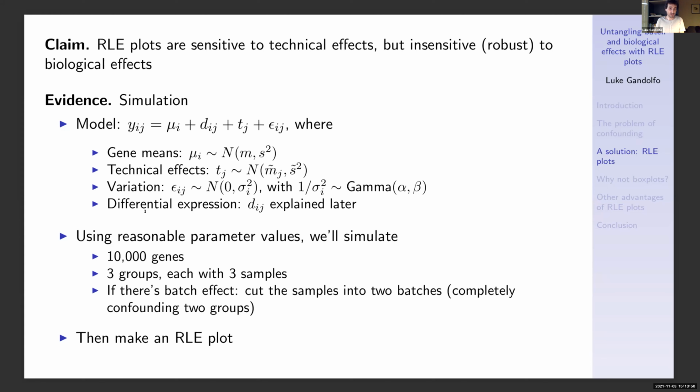The other thing that's going to be important here is the differential expression, the dij term, but I'm going to explain that later. Now, using reasonable parameter values, we'll simulate 10,000 genes with 3 groups, each with 3 samples. If there's going to be a batch effect, I'm going to make it cut the samples into 2 batches, and incidentally it will completely confound 2 of the groups. Then I'm going to make an RLE plot.